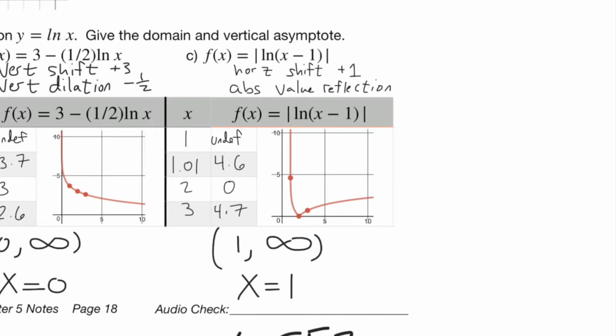Anyway, the domain is going to be 1 to infinity, because we have horizontally shifted the whole graph over 1. It used to be 0 to infinity, now it's 1 to infinity, because there's an x equals 1 asymptote right here at x equals 1.